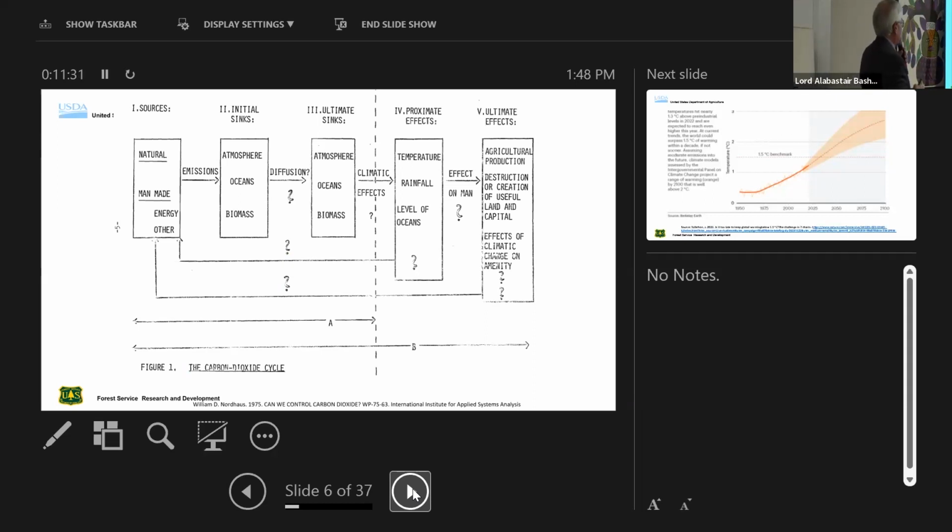For a long time, people have been aware that carbon occurs in natural and man-made releases or emissions to the atmosphere, to the ocean, and also through biomass. Through these movements, we have effects: increases in temperature, increase of rainfall, an increase of the level of oceans, and consequences to human life.